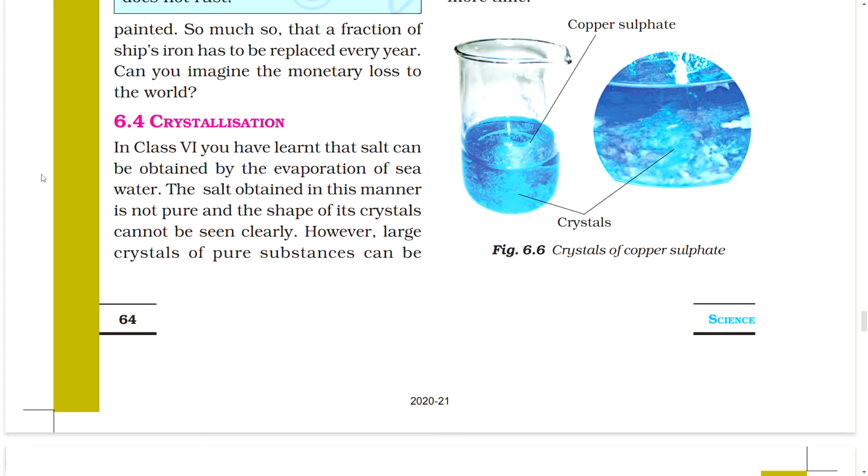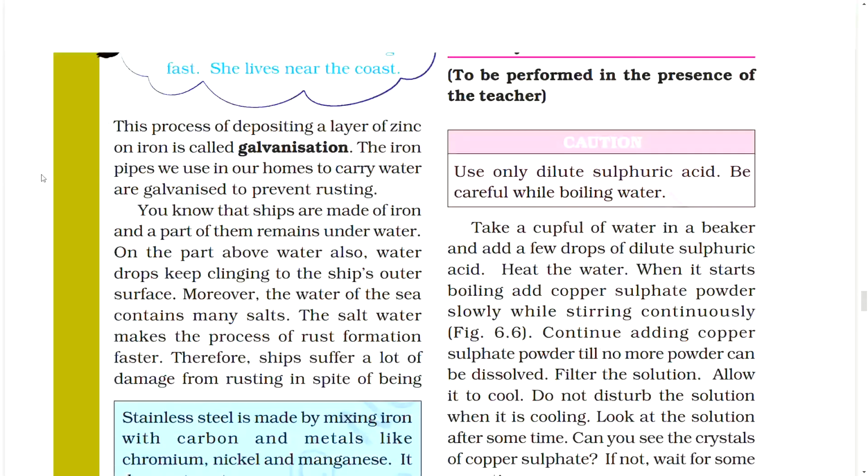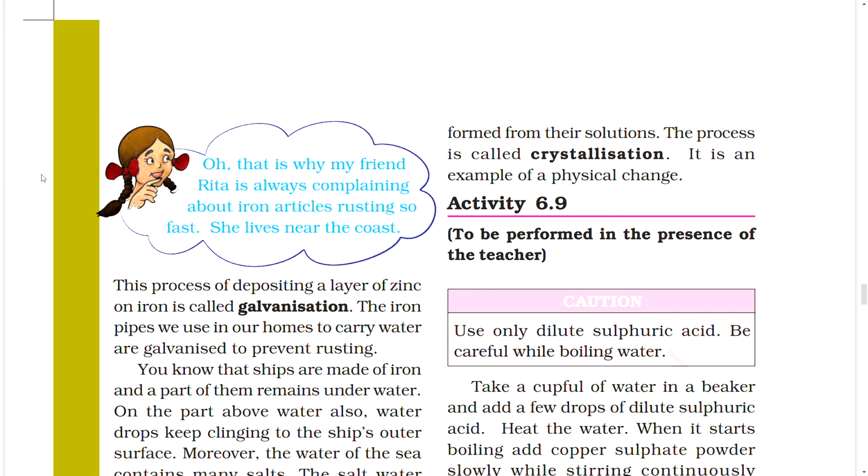6.4 Crystallization. In class 6, you have learned that salt can be obtained by the evaporation of seawater. The salt obtained in this manner is not pure and the shape of its crystals cannot be seen clearly. However, large crystals of pure substances can be formed from their solutions. The process is called crystallization. It is an example of a physical change.